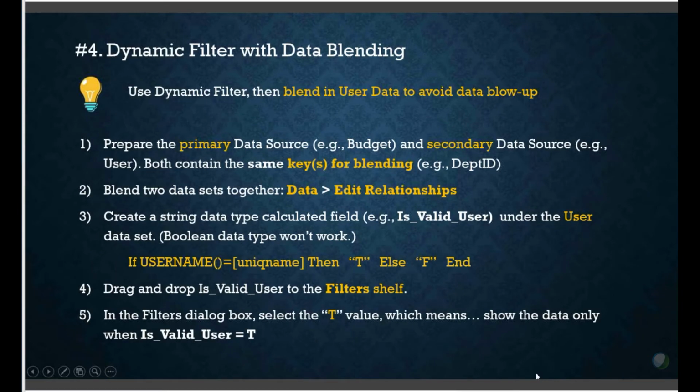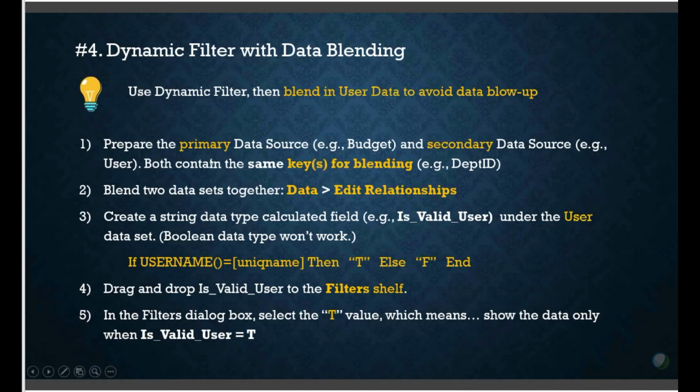And let's look at solution number 4, a dynamic filter with data blending. As we talked about, there's a data blow up problem when we join the user ID into our primary data set. So the idea is to avoid the data blow up problem by doing data blending. So data blending is kind of joining the table inside Tableau. So it's kind of virtually joining the tables together. So the size of the data will be small.